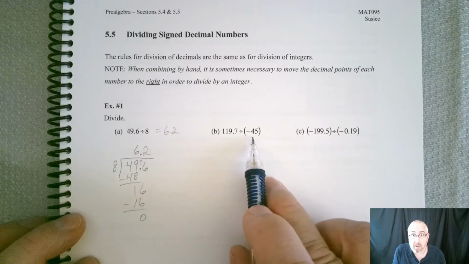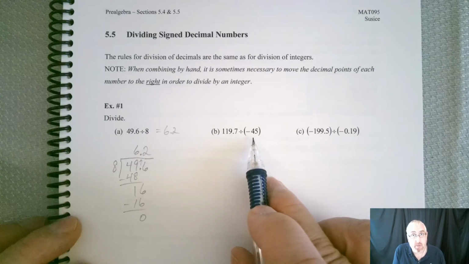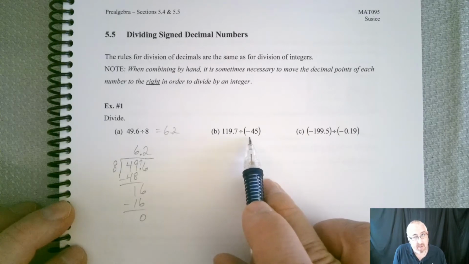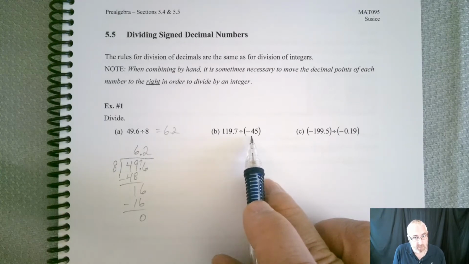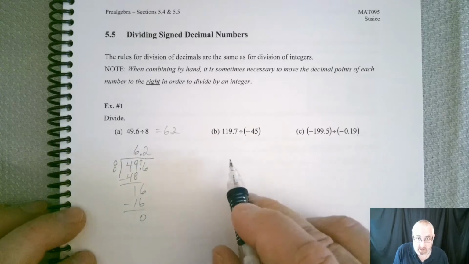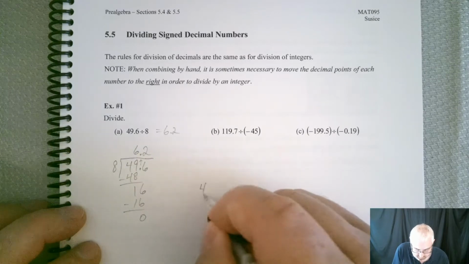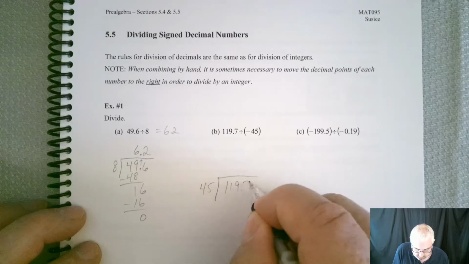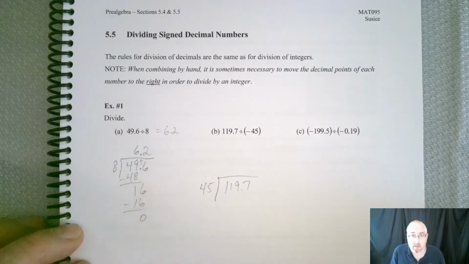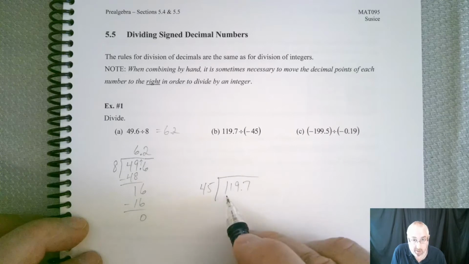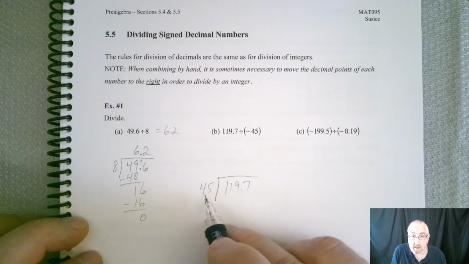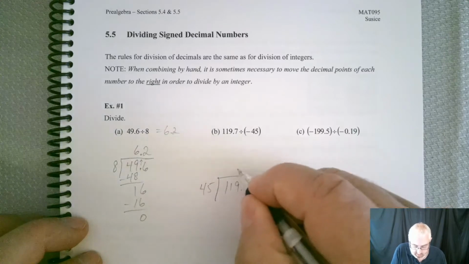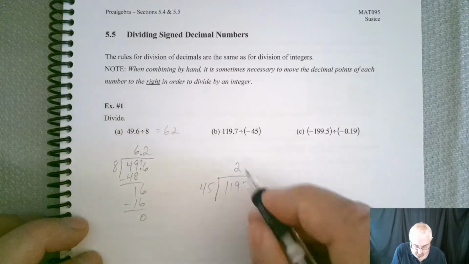Now, same idea. Look at our second number. Second number is an integer, so we're good. We should be able to divide this by hand. But it's negative, so that's something else we want to be careful about when we write our final answer. So let's put the 45 on the outside, 119.7 on the inside. So let's see what we get. 45 can't go into 1, can't go into 11, does go into 119, and I'm going to say it goes in twice.